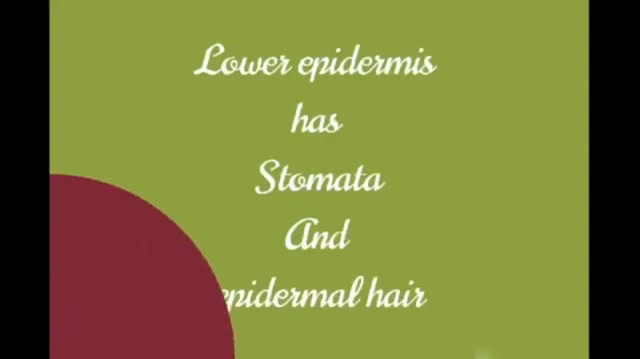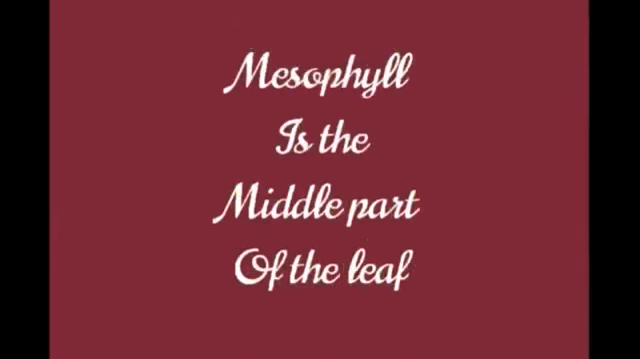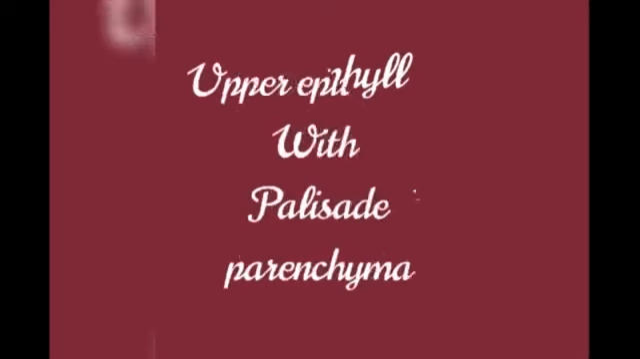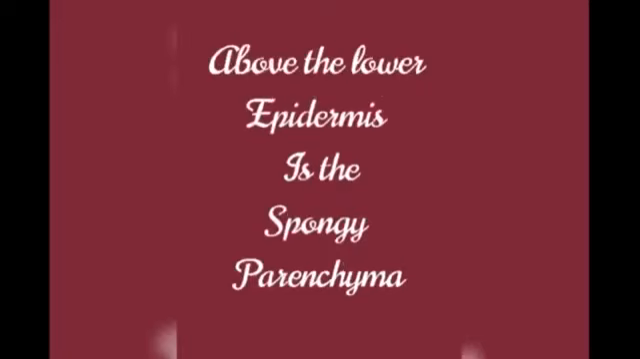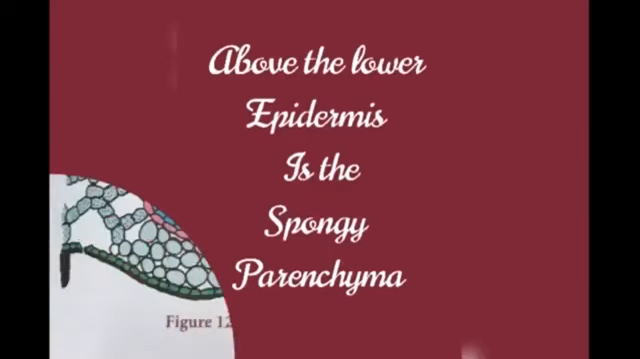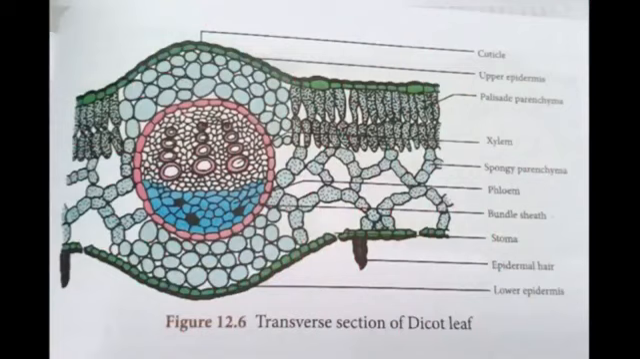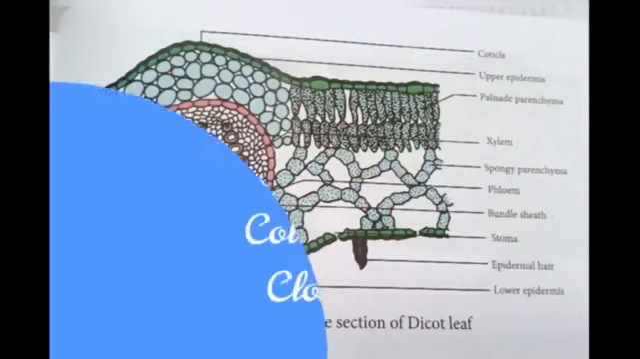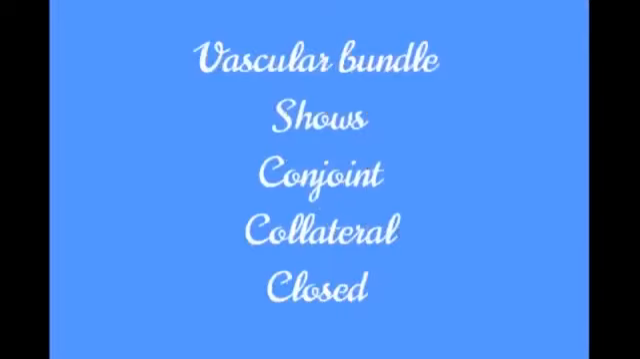In between the upper and lower epidermis is a region called the mesophyll, which is the middle part of the leaf. The mesophyll is divided into two tissues. One is called the palisade tissue. The other one is called the spongy parenchyma. Beneath the upper epidermis is the palisade parenchyma, which is compactly arranged with chloroplasts in it. Above the lower epidermis is the spongy parenchyma, which is irregularly arranged without uniform packing. And this is the structure of your dicot leaf. In the center you have the vascular bundle, which is conjoint, collateral and closed.